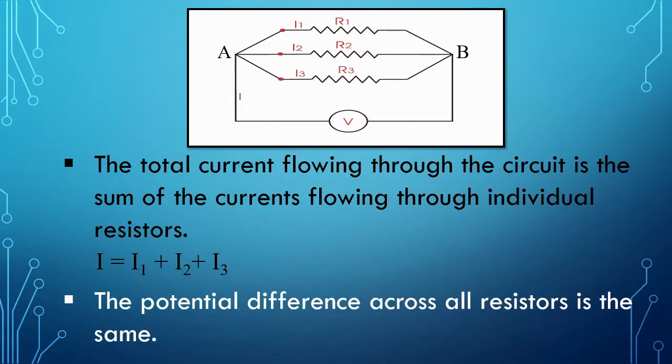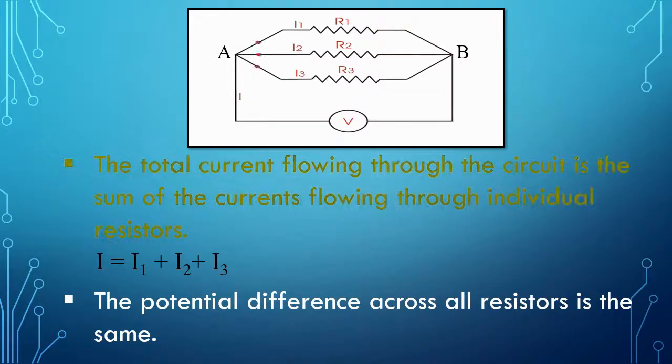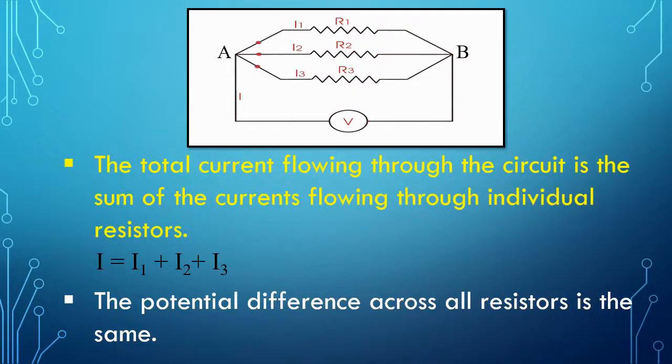Next characteristic of resistors in parallel connection is the total current flowing through the circuit is the sum of the currents flowing through individual resistors. Therefore, I is equal to I1 plus I2 plus I3. The potential difference across all the resistors is same. Here you can see V is the potential difference between point A and B.